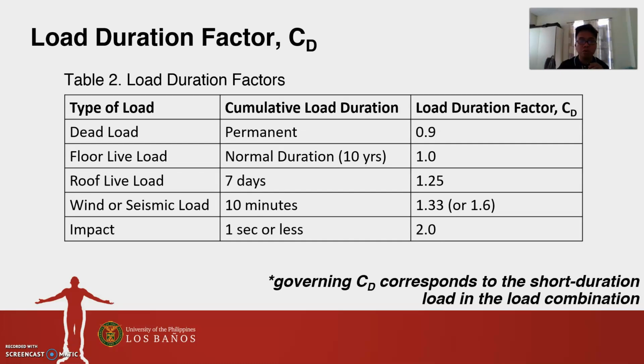We have to note as well that the governing CD corresponds to the short duration load in the load combination. What does that mean? Remember that we are not just dealing with a pure type of load. Most often, we will be dealing with combinations. Say you have a load combination of D plus L, or dead load plus floor live load, then the higher CD, or those that are corresponding to the short duration, would be used as the CD for that member. And if that is D plus L, indeed you have a CD of 1.0.